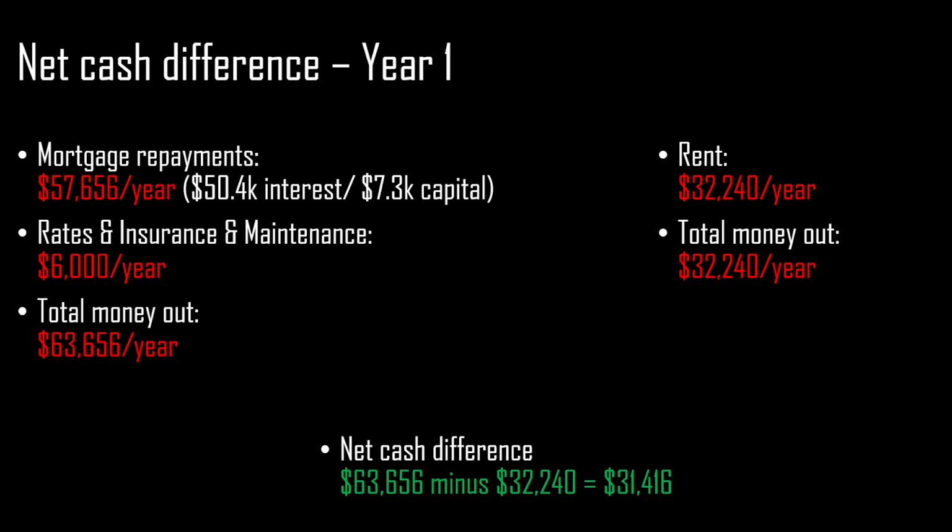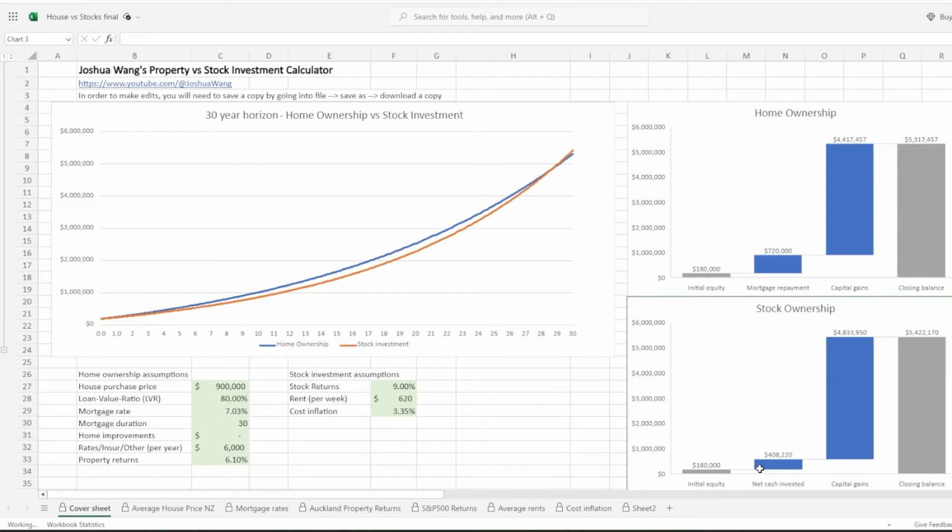And over 30 years, you'd be $408,000 better off, right? And that net cash is invested, and over the long term, over 30 years, you'd generate $4.8 million in capital gains. And that leaves you with a closing balance of $5.4 million. And that is actually slightly above the returns that you would generate over the 30-year period for buying a house, right?